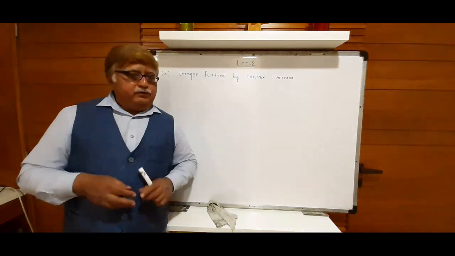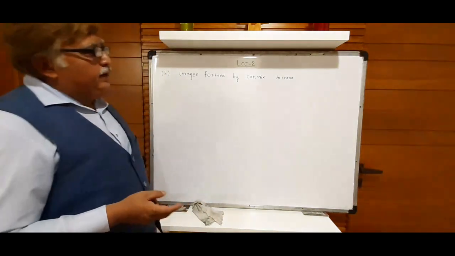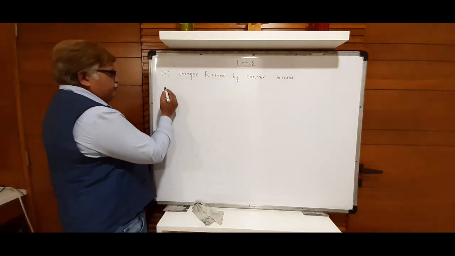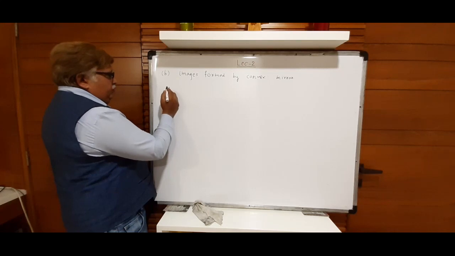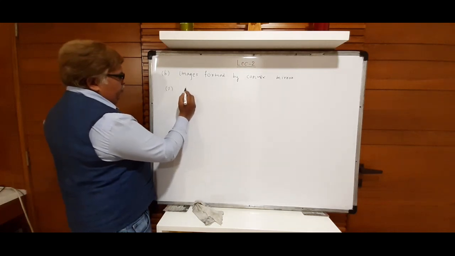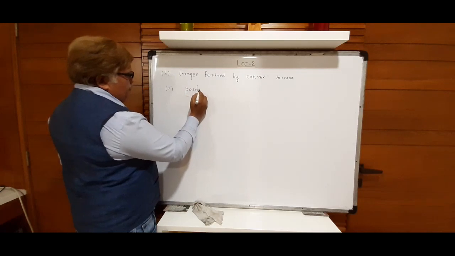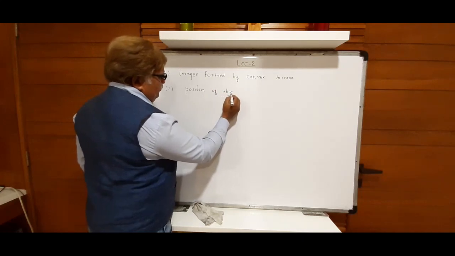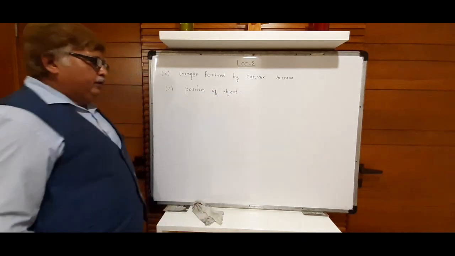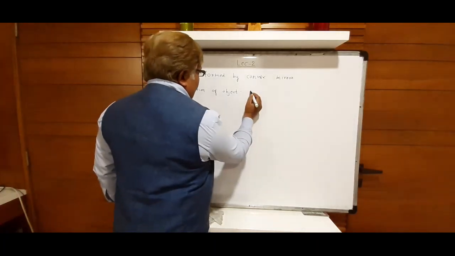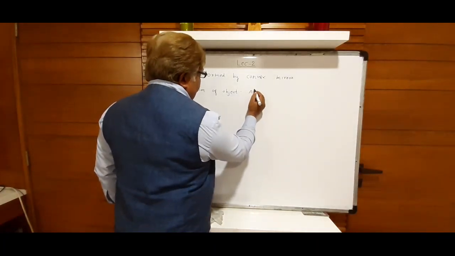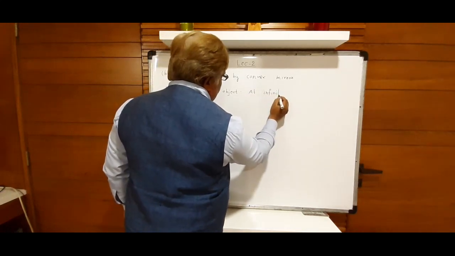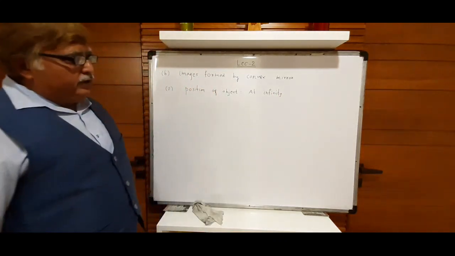For concave mirror there are 6 diagrams, but for convex mirror we are able to obtain only 2 types of image. First, position of object. Let me write at infinity. There are only 2 diagrams in convex mirror. At infinity, the object is kept at infinity.